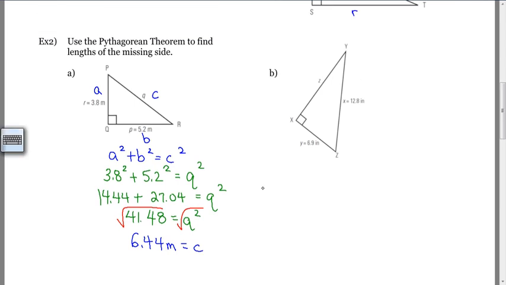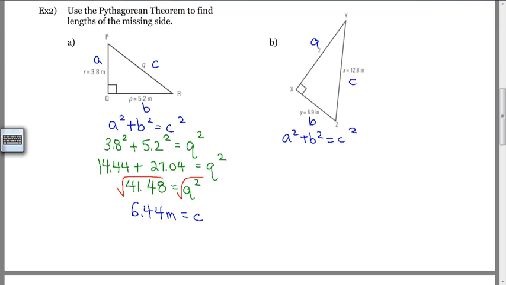Let's try another one. So, let's label our triangle again. A, B, C. Use the same formula, a squared plus b squared equals c squared. Now something's a little different this time. We're given c this time. It won't change anything because you should know how to solve equations. So we sub in z for a, plus b squared represents 6.9 inches, and put a little squared there, equals 12.8 squared.